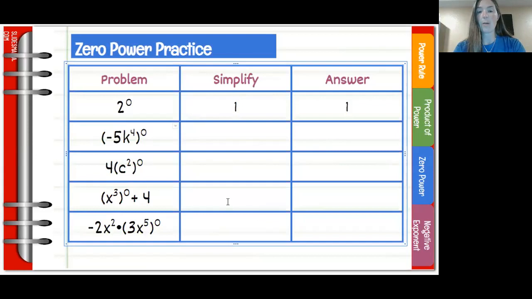But what about if I had something that looked like this, 4 times c squared to the zero power? That would be... it looks like the baby is crying. Hold on just a second.